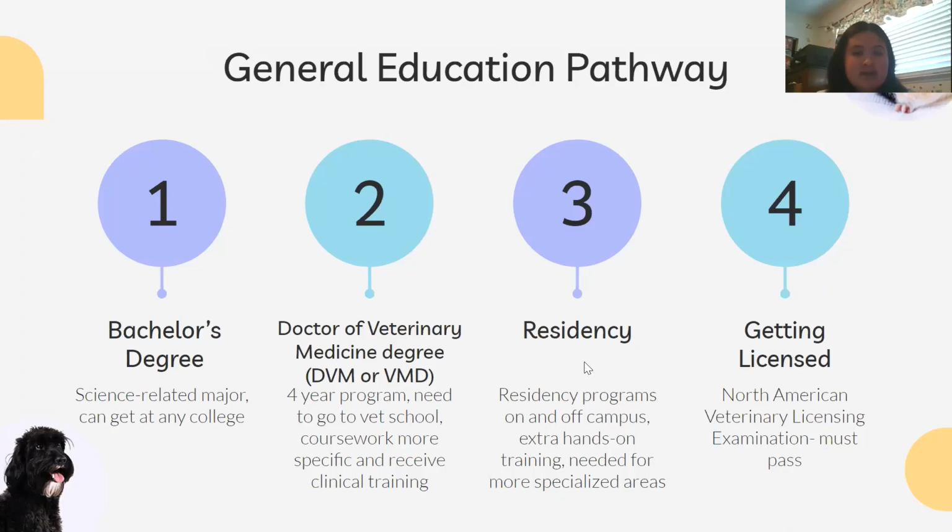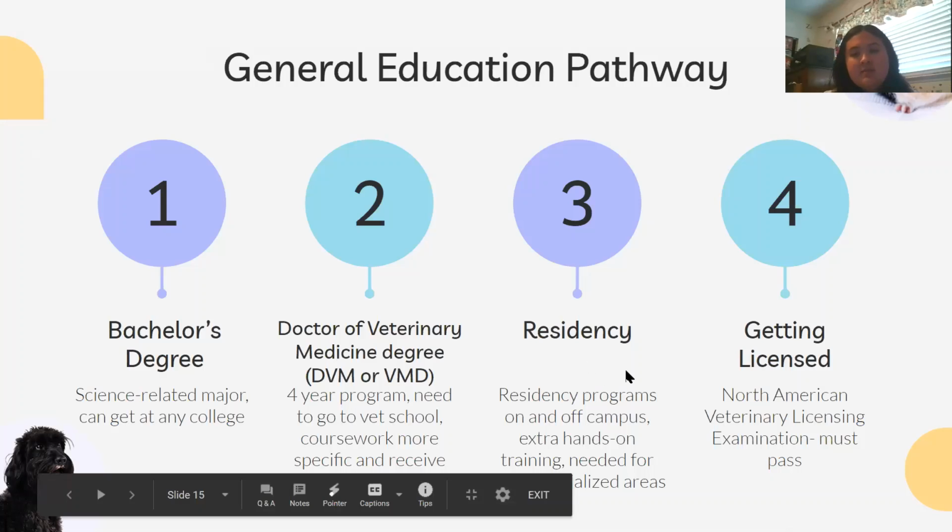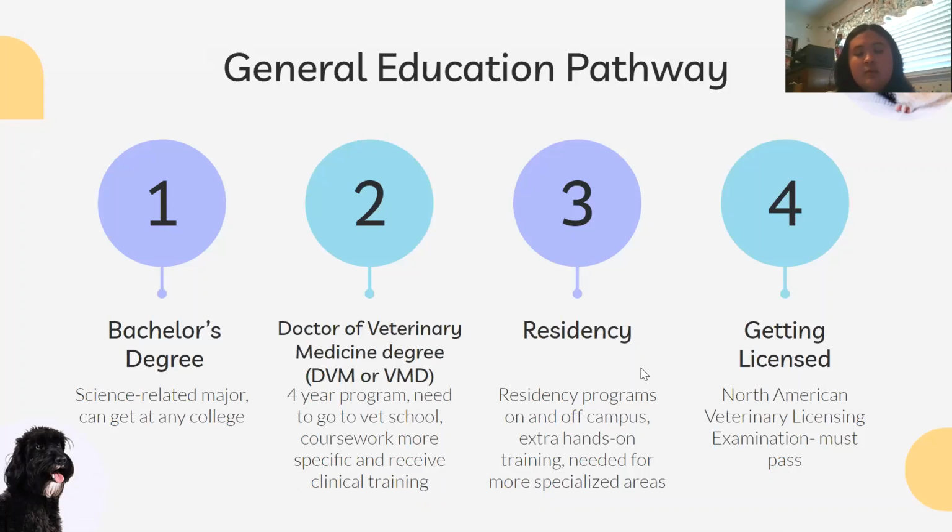Then you move on to residency. So residency programs are on and off campus. Sometimes the school provides it to you, sometimes they won't. It is extra hands-on training, and you need it for more specialized areas instead of just being your general companion animal veterinarian. I think even companion animal veterinarians still need to do some residency.